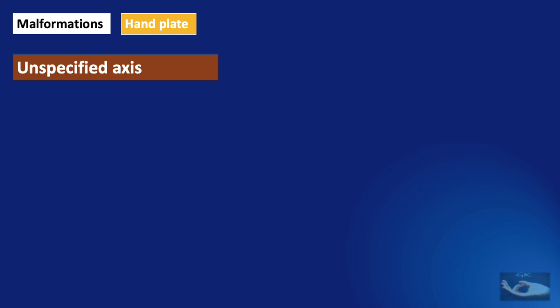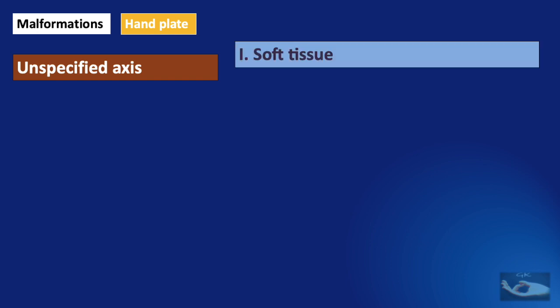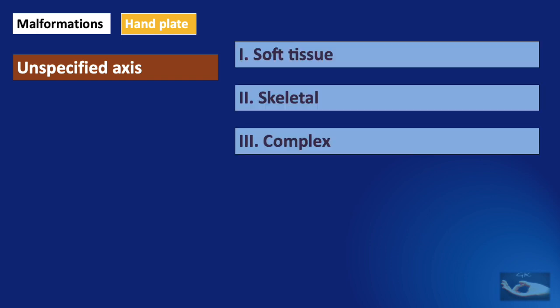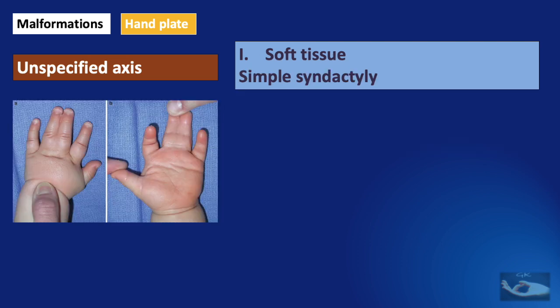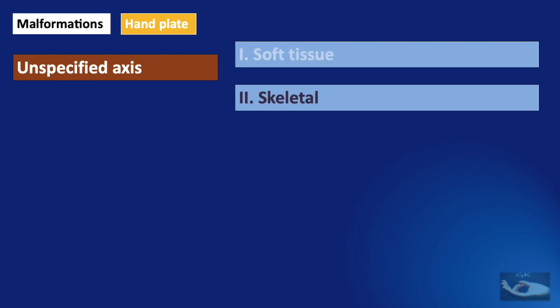They are classified into involvement of the soft tissues, the skeletal tissues, and complex involvement. An example of involvement of soft tissue is simple syndactyly, where there is no bony union between the two fingers that have been fused. As far as the skeletal involvement is concerned, there are many variations.